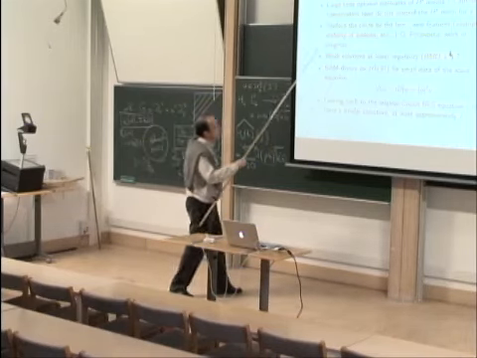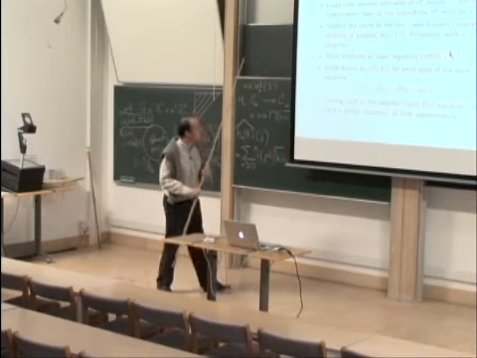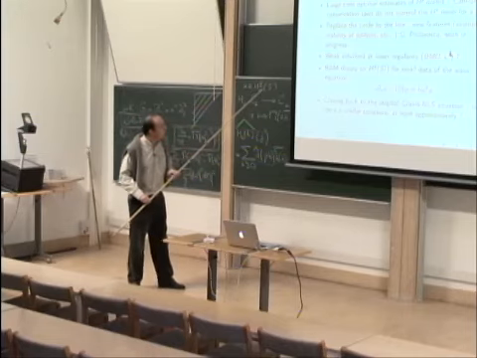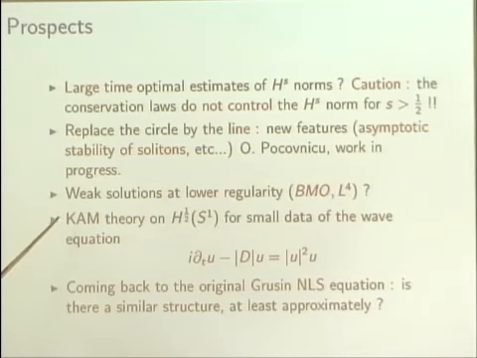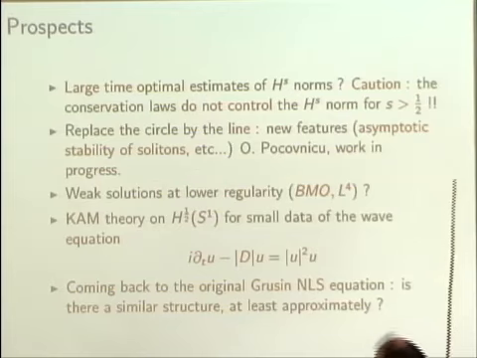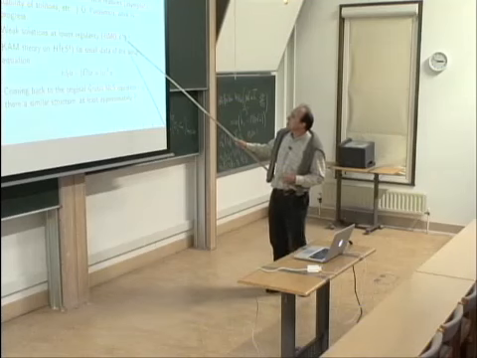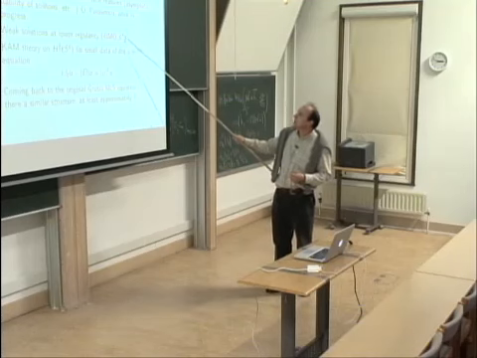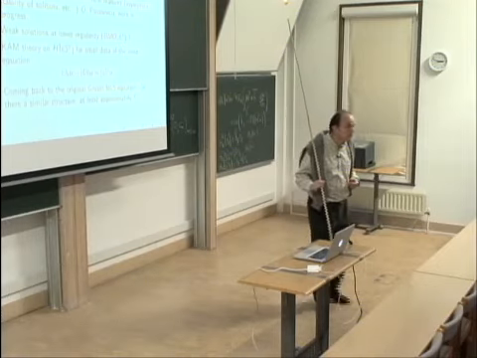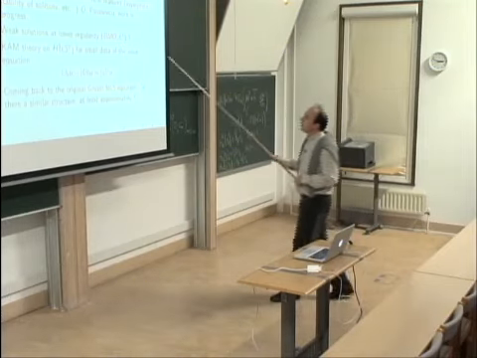And this is a work of my PhD student, Oana Pocovnicu. It's a work in progress. It's also interesting to try to find weak solutions in even weaker spaces, not H^{1/2}. H^{1/2} is natural from the viewpoint of course of the momentum, but typically the most natural space would be the energy space, L^4. How to solve this in the energy space?